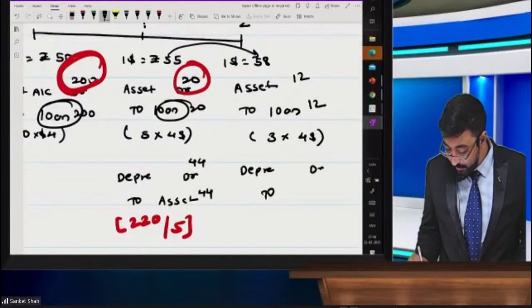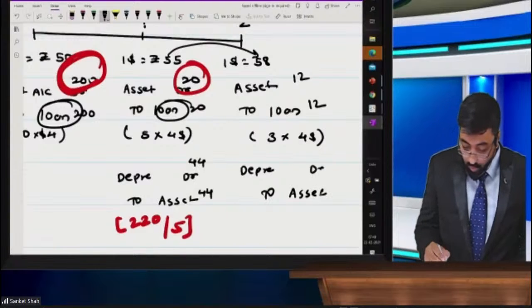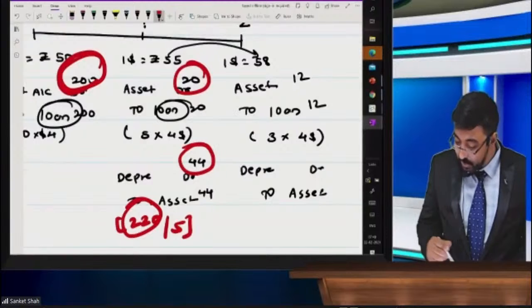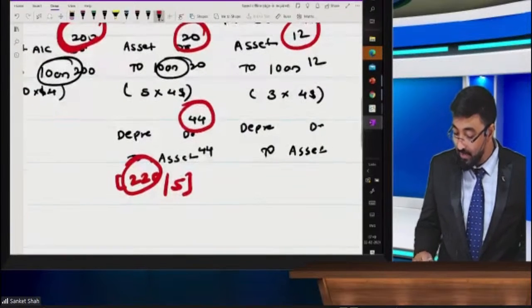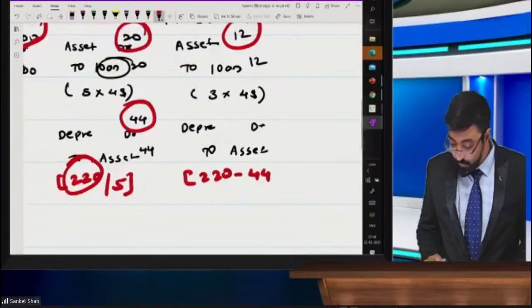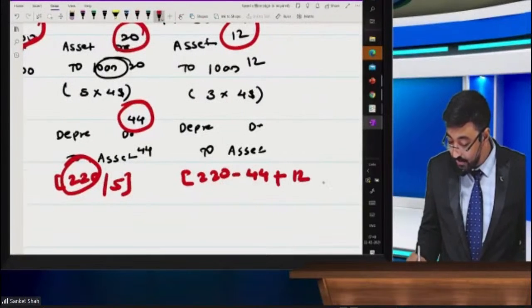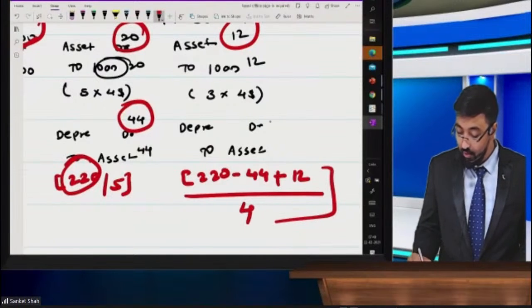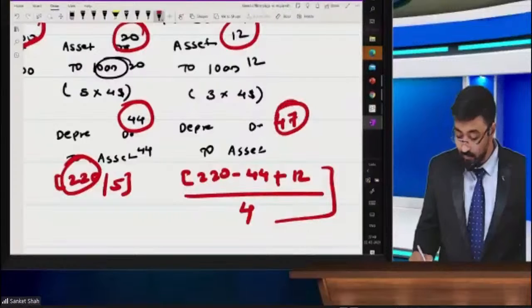Depreciation account debit to asset. Now remember, your old figure was 220. Then you have depreciation of 44. And then your asset is increased by 12. So 220 minus 44, because asset is credited, and again asset is added 12. So divided by the remaining years, which are 4. So you are getting depreciation of 47.